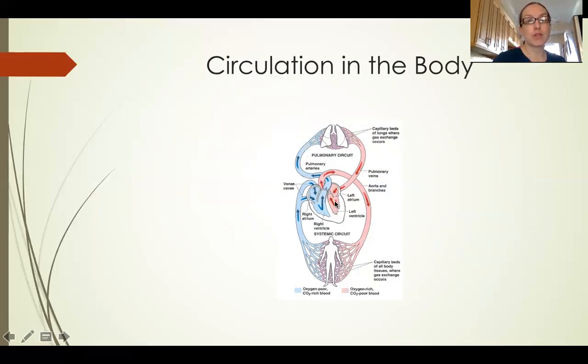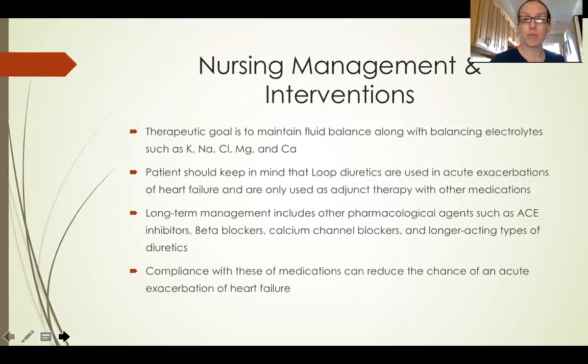So fluid starts to back up here, kind of hangs out in here, eventually starts backing up into the lungs, and that's where you're going to hear the fluid and the crackles. And when it backs up even more, it goes into the right side of the heart, eventually into systemic circulation. That's when you start getting the peripheral edema. So that's an overview of the circulation of the heart and the pathology of heart failure.